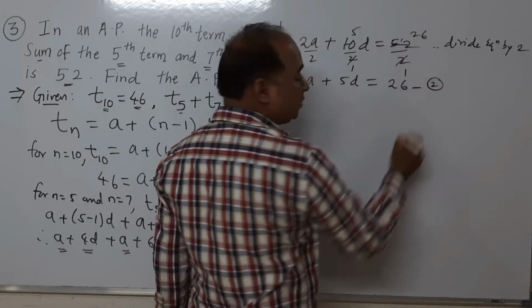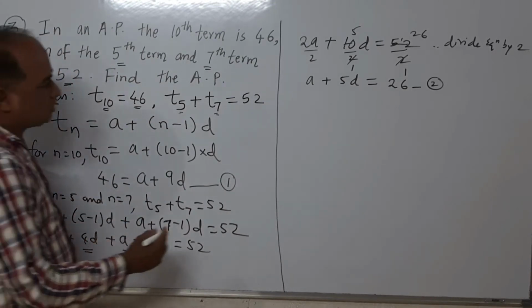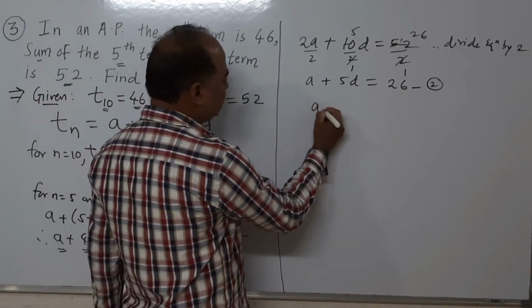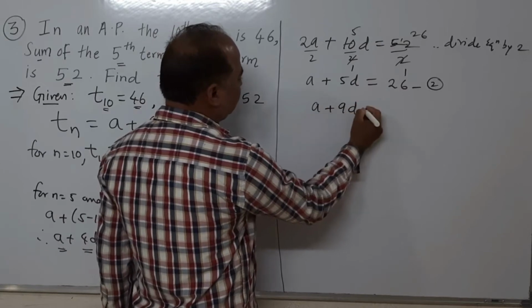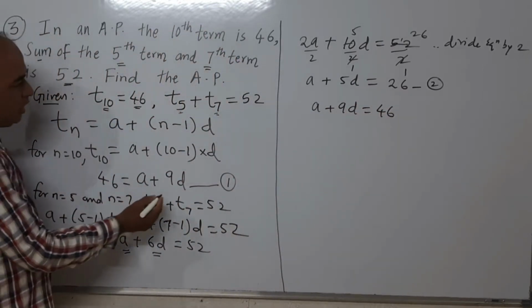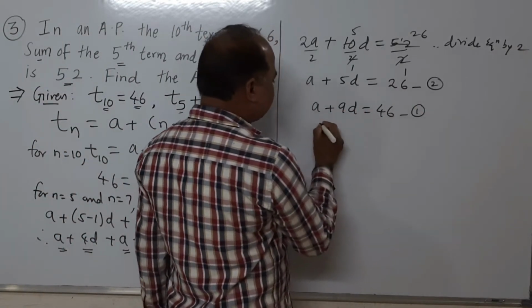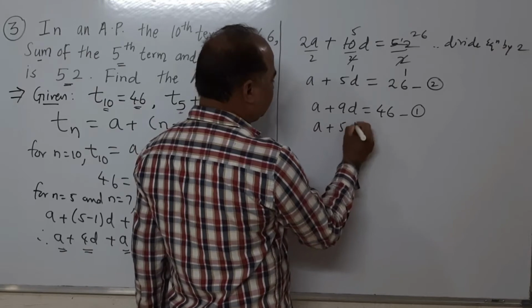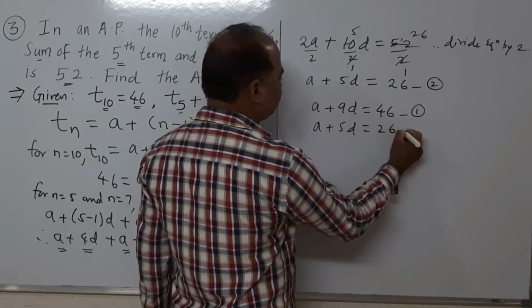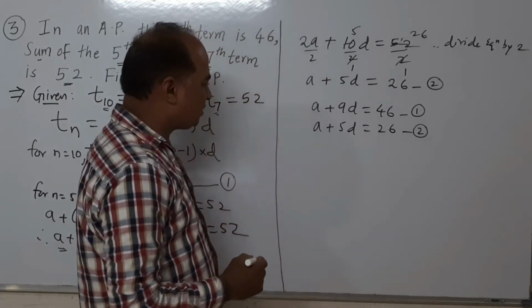That is equation number 2. Now taking equations 1 and 2 together: a plus 9d is equal to 46, equation number 1. And the second equation, that is a simultaneous equation: a plus 5d is equal to 26, equation number 2. Solving these two equations simultaneously.